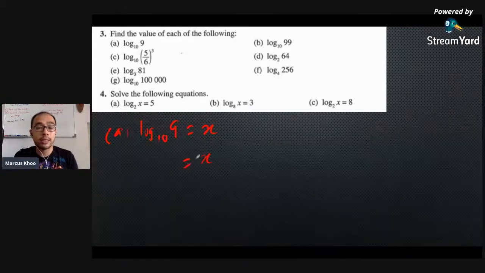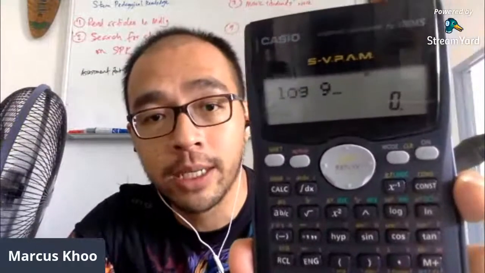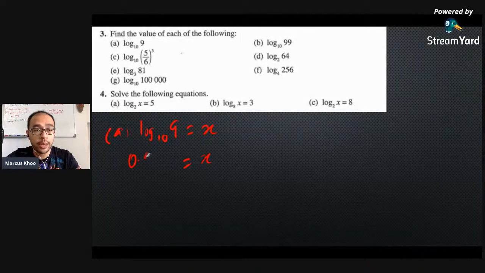You can just take out your calculator and press log, then press 9, then press equals. Then you get this: 0.9542. Take up to 4 decimal places. So x equals 0.9542. Okay, done. You already found the value.